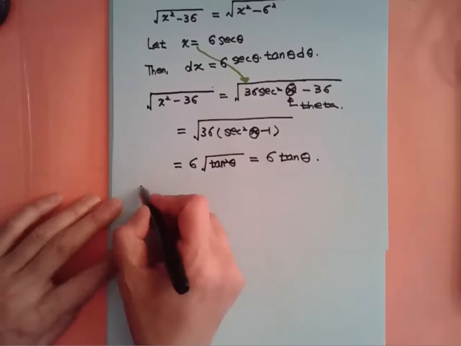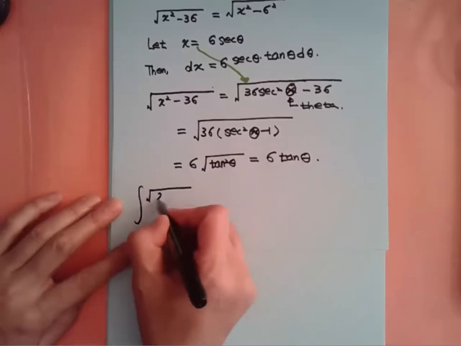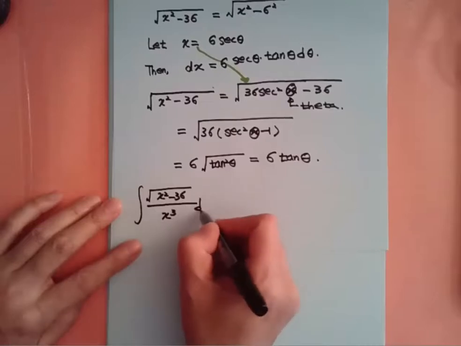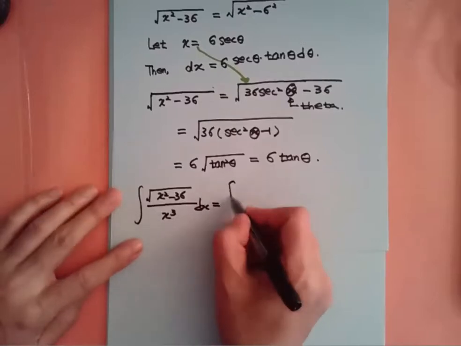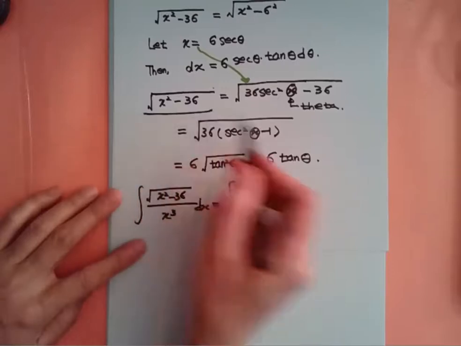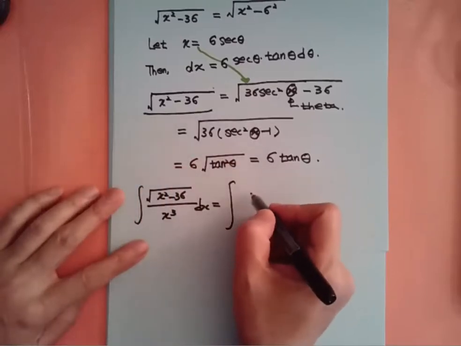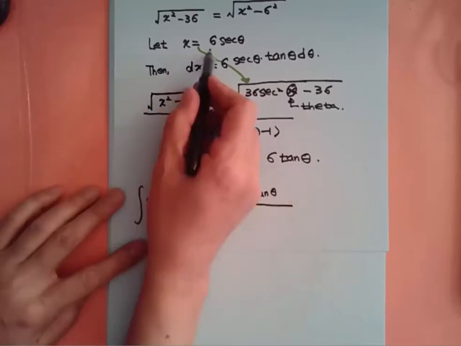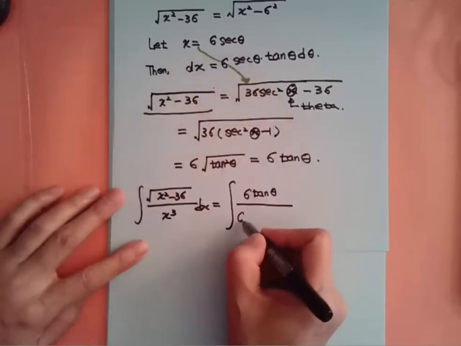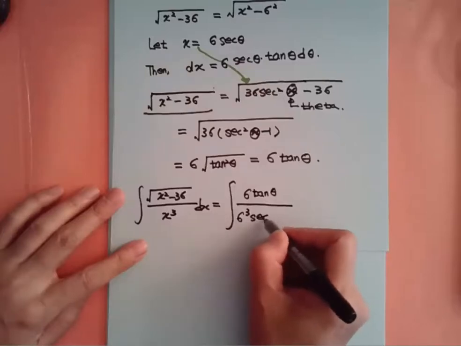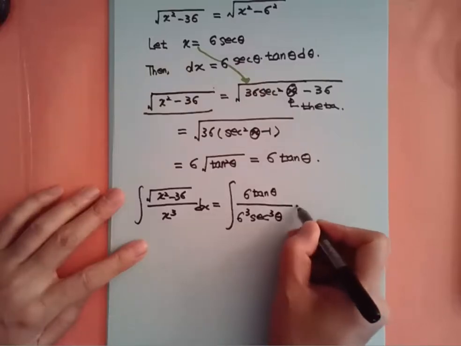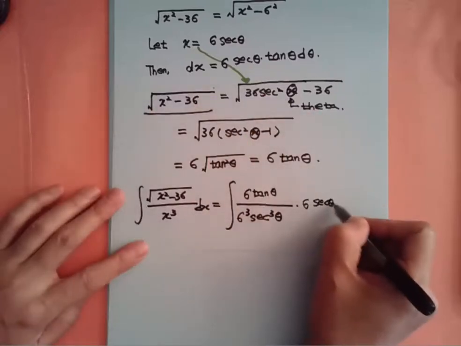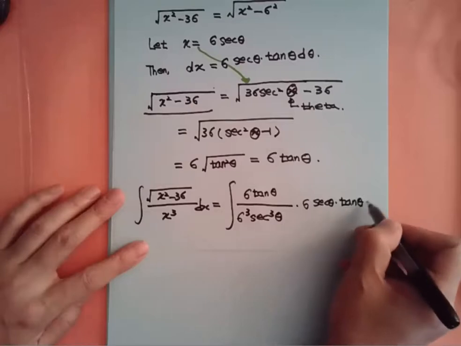Let's do the integration. Integration of square root of x squared minus 36 over x cubed dx. So this square root equals 6 tangent theta. So 6 tangent theta over x, which was 6 secant theta. So it becomes 6 cubed secant cubed theta, times dx, which is 6 times secant theta tangent theta d theta.